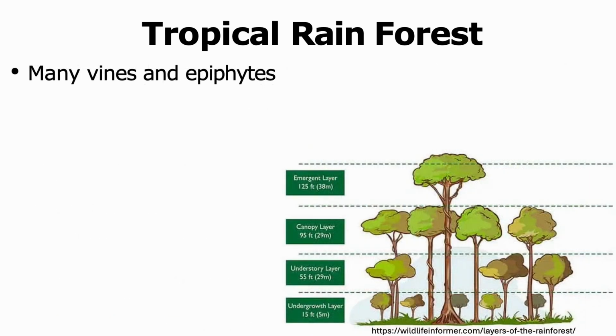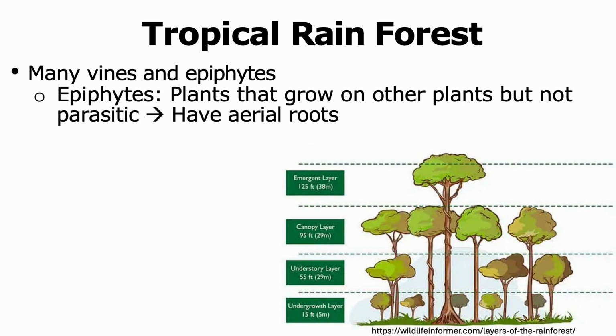In addition to trees, we also observe many vines and epiphytes in tropical rainforests. Epiphytes are plants that tend to grow on other plants, however, they're independent living and are not parasitic in any form. They tend to have aerial roots, and these roots are able to obtain moisture from the environment. Do remember, the environment or the air in the tropical rainforest has a lot of humidity and hence a lot of water vapor. Popular examples of epiphytes are orchids.